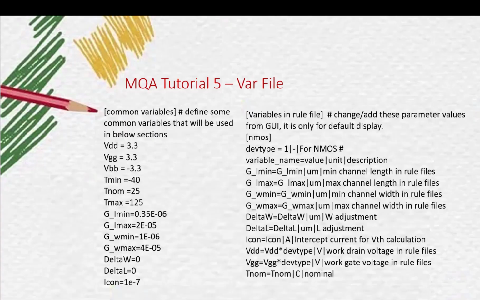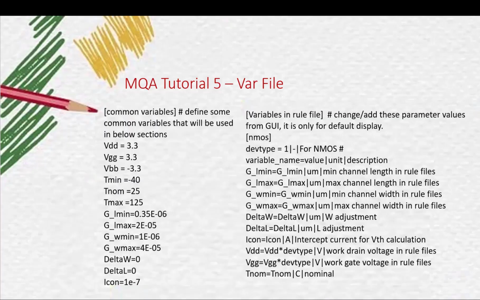After the Icf file, let's take a look at the var file. There are only two main sections in the var file. The first section is the common variables, which defines the default constant library with the variable name equals a value. The second section is named based on device polarity, as the example shows on the right.